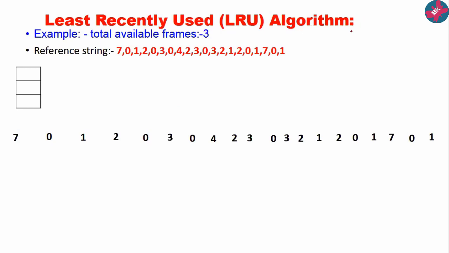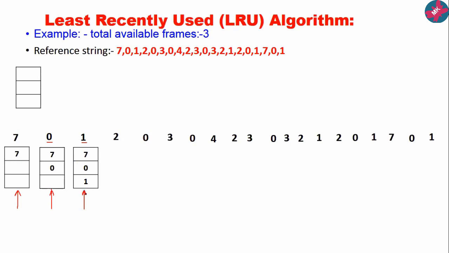Now first, page number 7 is there. Obviously our memory is empty, so this will result in a page fault. I will use this symbol to indicate the page fault. Then the next page is again not present in our main memory, hence again a page fault will occur. So this will be the second page fault. Now again the next page is not in main memory, so again a page fault will occur. So far there are 3 page faults.